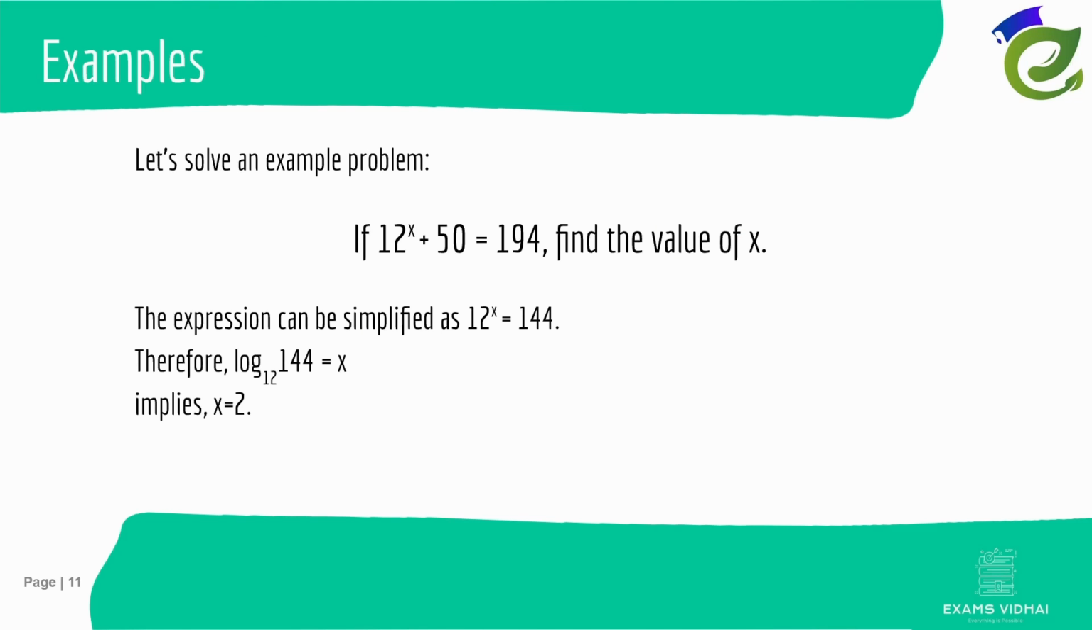Now let's solve a very simple problem on logarithms. As you can see, if 12 power x plus 50 is equal to 194, we need to find the value of x. By simplifying this equation, you can write 12 power x is equal to 144. By taking logarithms, you can write it as x is equal to log 144 to the base 12. 144, you know it's 12 square. So if you use the logarithmic properties, you'll get x is equal to 2. It's a very simple problem.